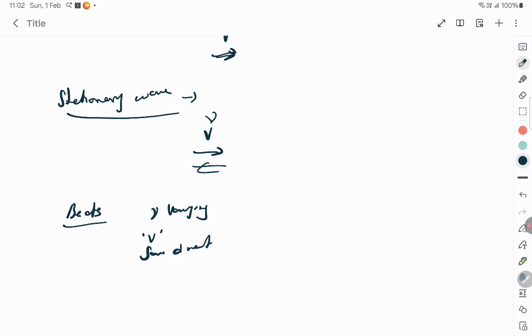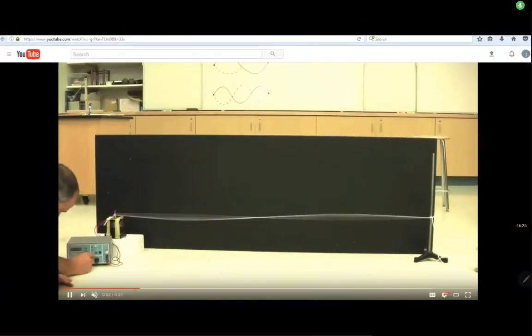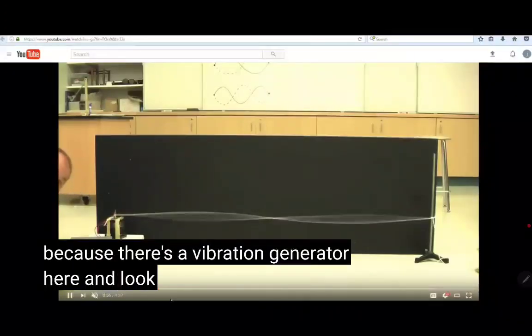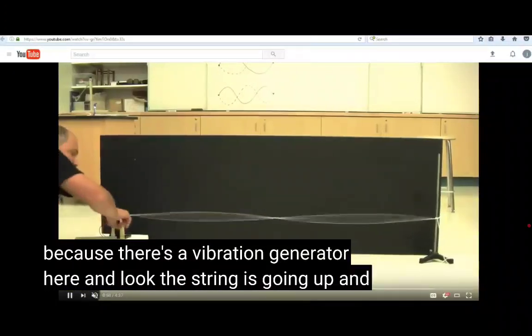Okay, let me talk about what is a stationary wave. I'll show you a video which explains it very clearly. Here's a string that's vibrating. This person is trying to vibrate this string up and down. And look, the string is going up and down like a standing wave.